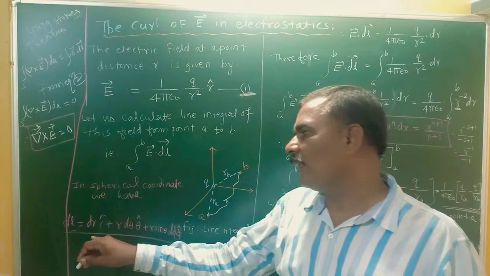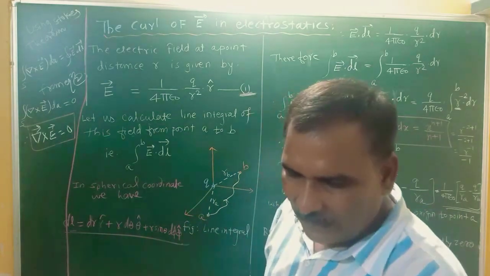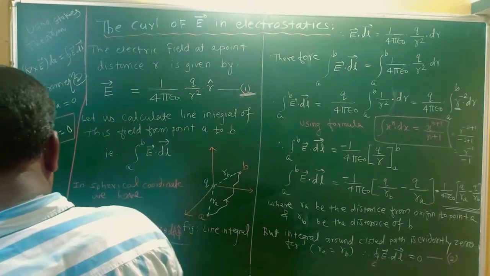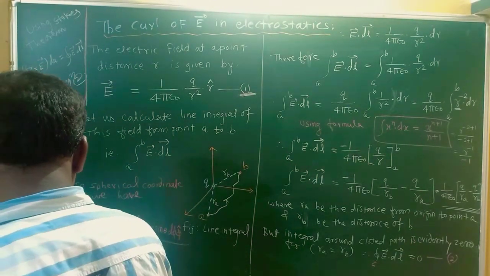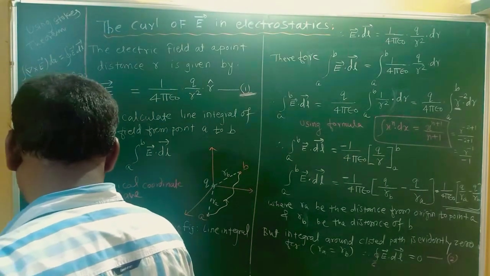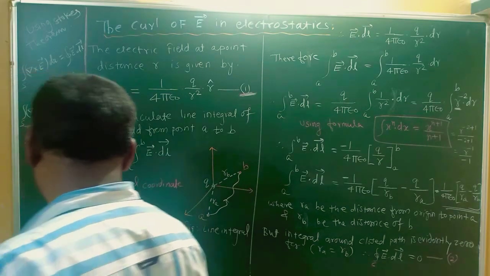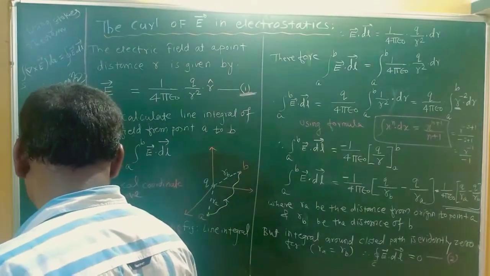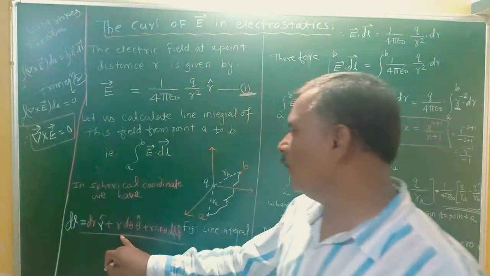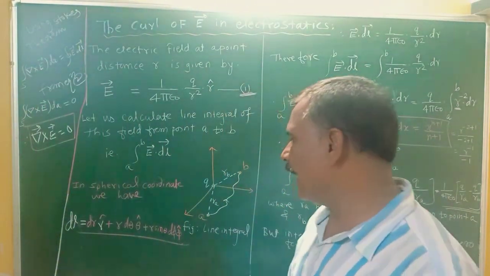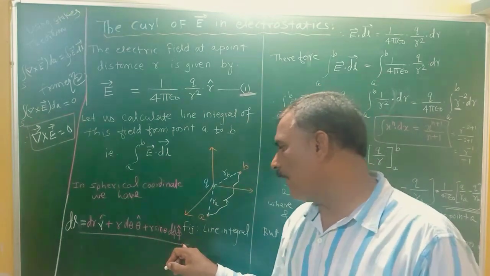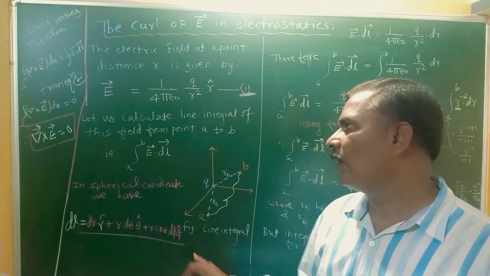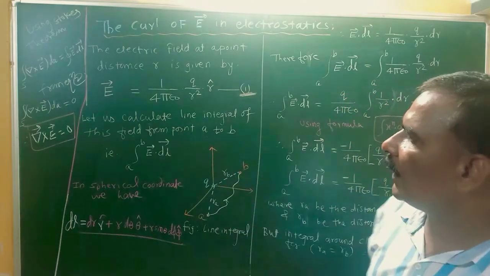For the spherical coordinate system, the length element is considered as dl bar is equal to dr r cap plus r d theta theta cap plus r sin theta d phi phi cap. This is the length element we have to consider.